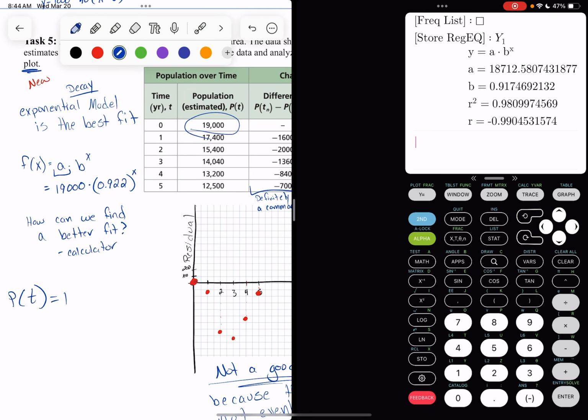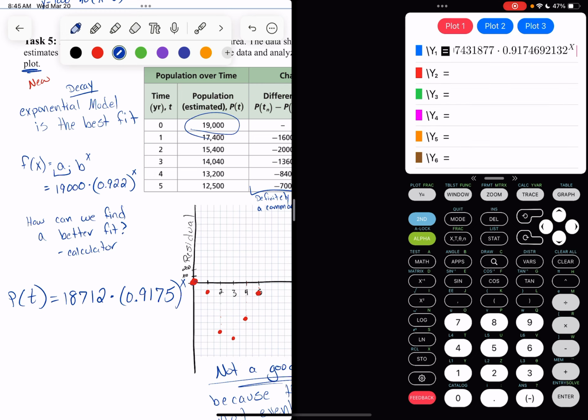So my a is 18712 times my b, which is 0.917, I don't know, let's go to 5, to the x. Okay, so there they say that's a better fit.